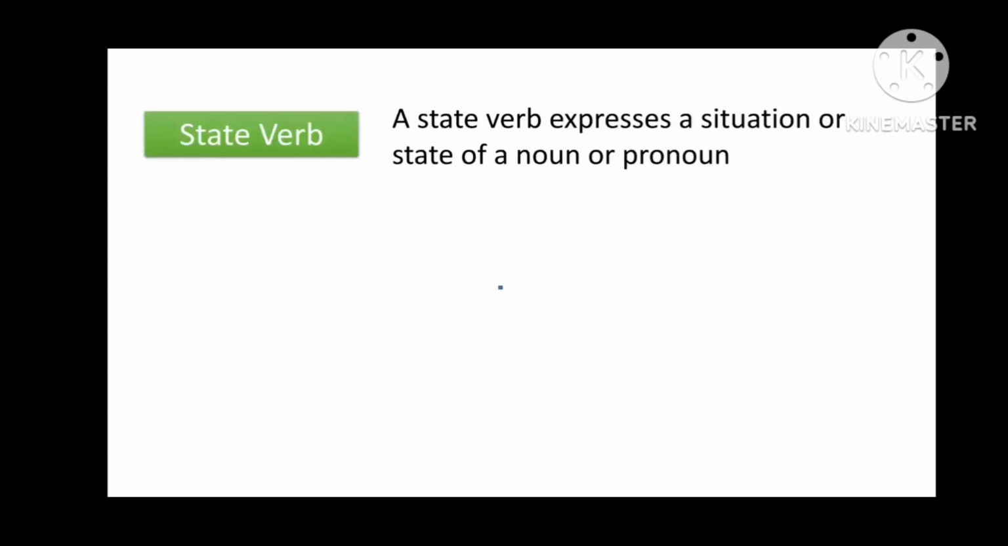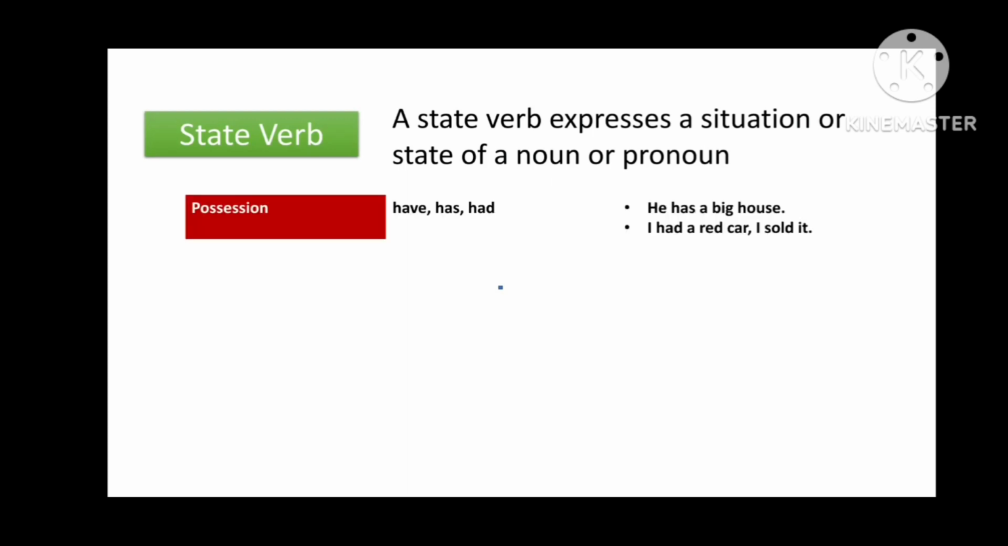Then what are state or static verbs? A state verb expresses a situation or state of a noun or pronoun. They don't show any action but situation or state or status. Now let's see, where do we use state or static verbs?